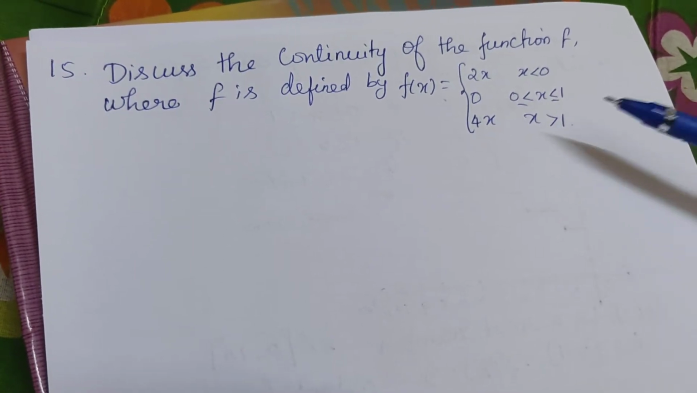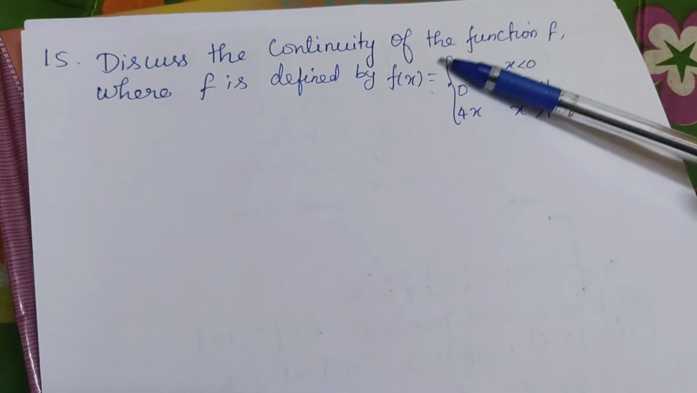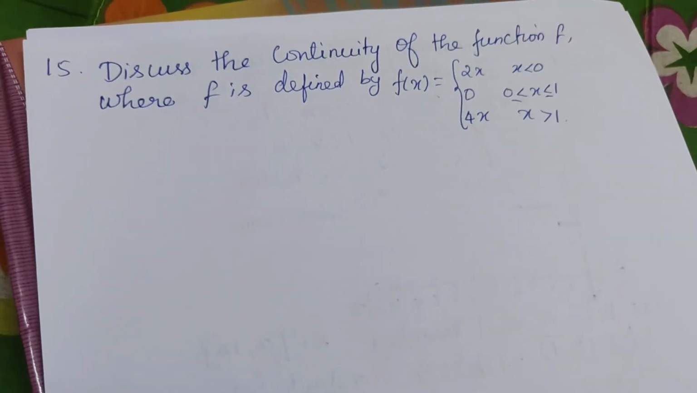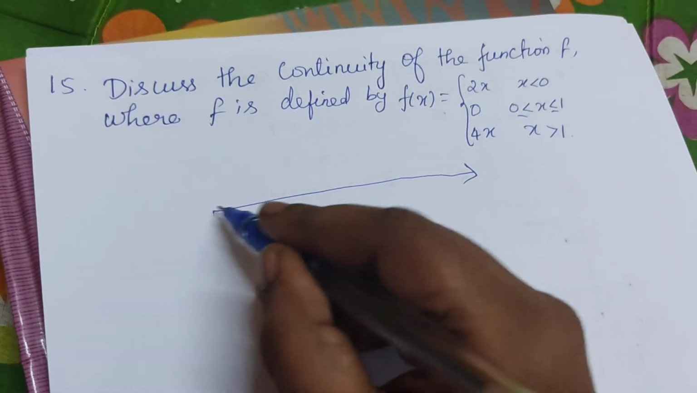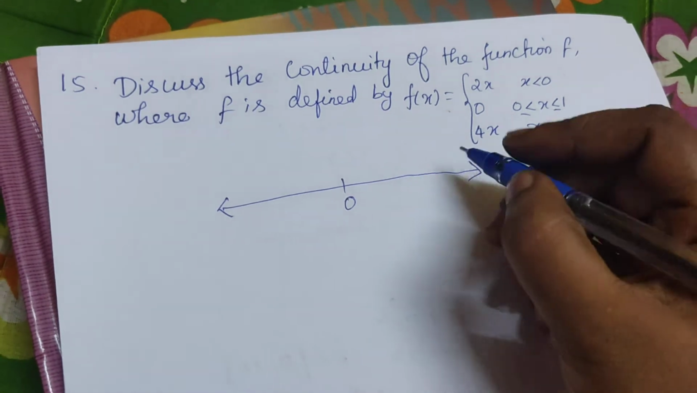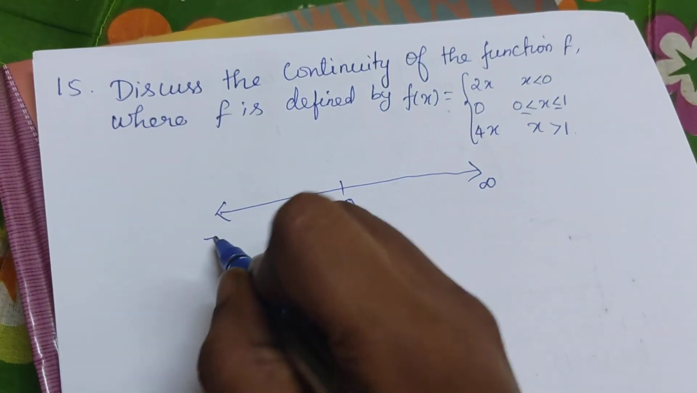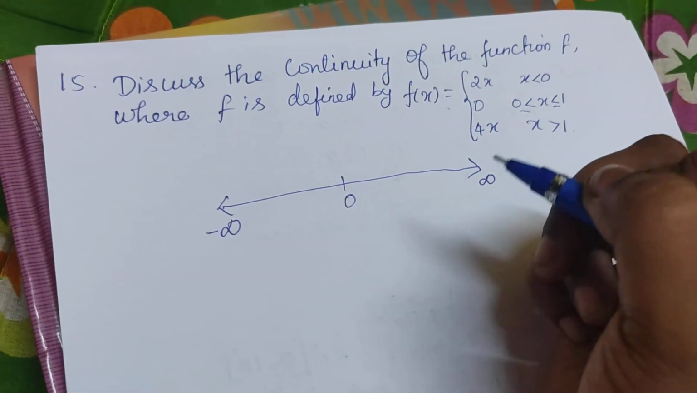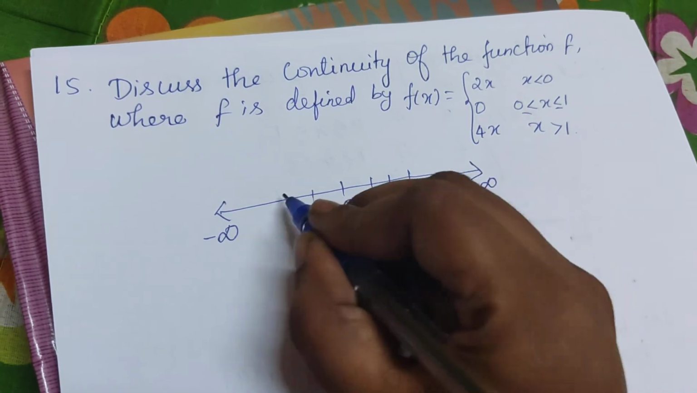Here they are asking us to discuss the continuity of the function where the function has been defined like this. We will know the domain of the function. So if we know the domain, we can find out the point of discontinuity easily. Now it is going up to infinity on the right hand side and going up to minus infinity on the left hand side, and I will represent a few integers.